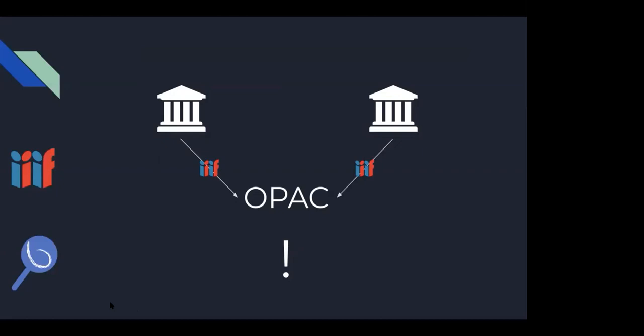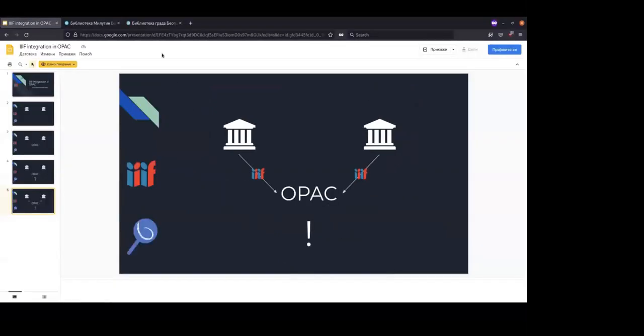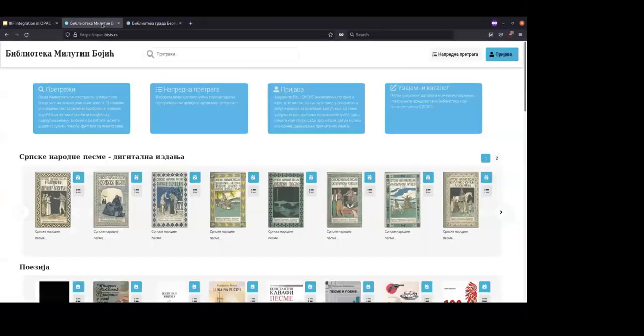I don't want to bother you with technical issues, which I will explain when we see how it works. And of course, first we go to the public catalog of my library, Milutin Bojic. It's all in Cyrillic, of course, because it's for a Serbian country, and I don't think you will have a problem with that.